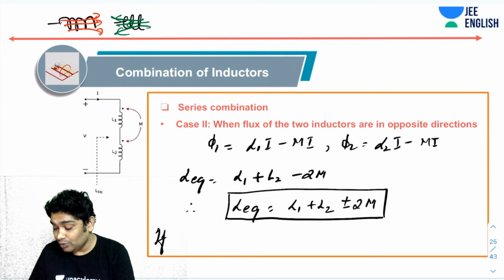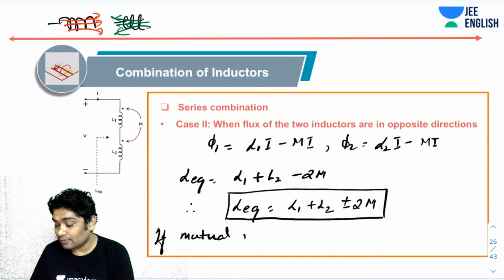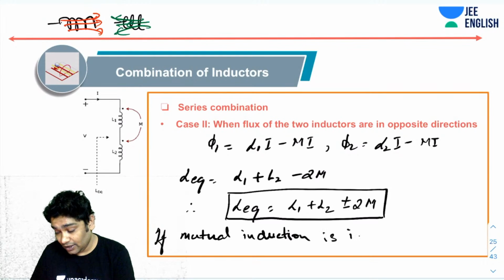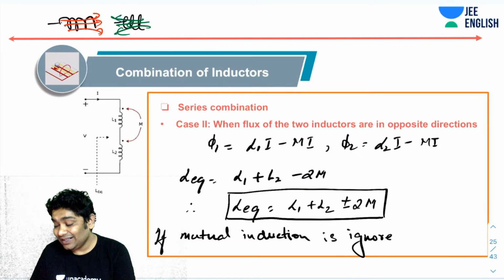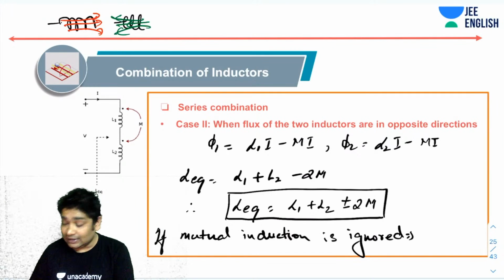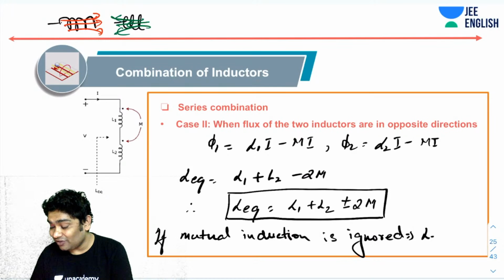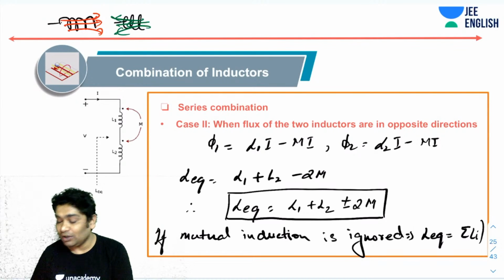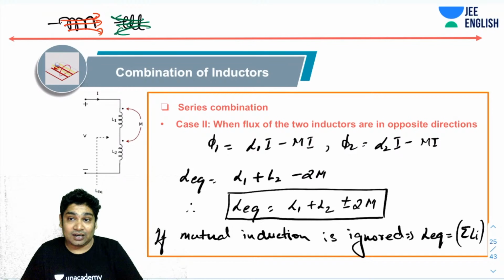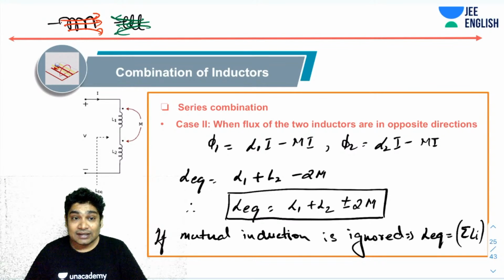So if mutual induction is ignored, then I can write that L equivalent equals summation of Li. This will be the formula for any number of inductors. Okay, that is the final form.